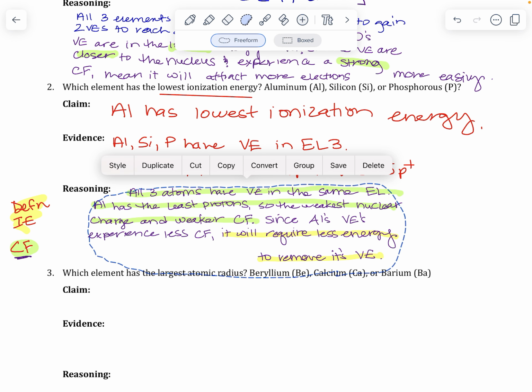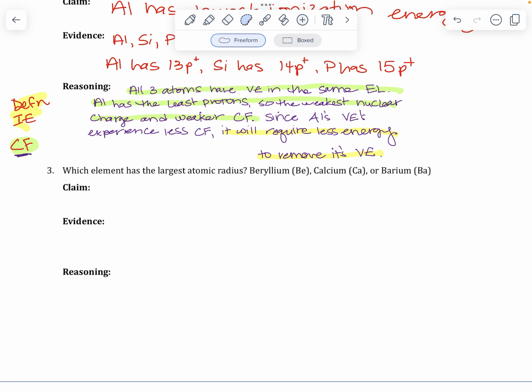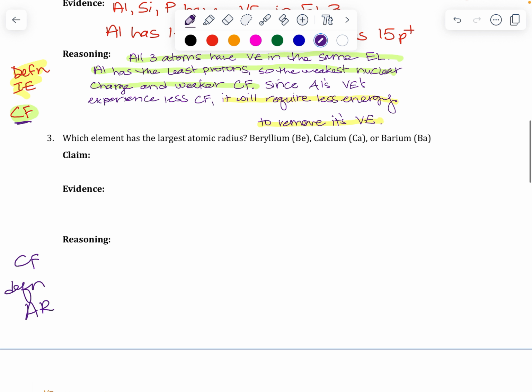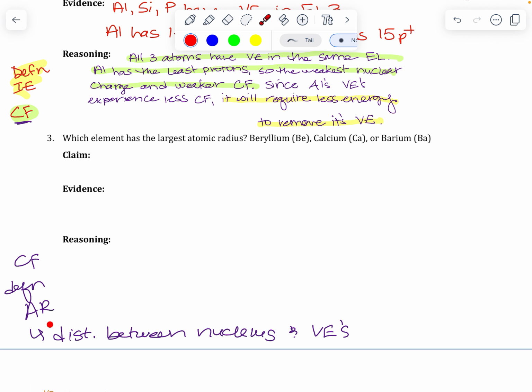Otherwise, we've got one more to do together. What element has the largest atomic radius? So we're going to have to talk about Coulombic force, and we're going to have to use that definition of atomic radius, which is the distance between the nucleus and valence electrons. And the definitions of ionization energy, atomic radius, and electronegativity, those are on the lab pages that you have. Those were also in the pivot. So make sure you know those.